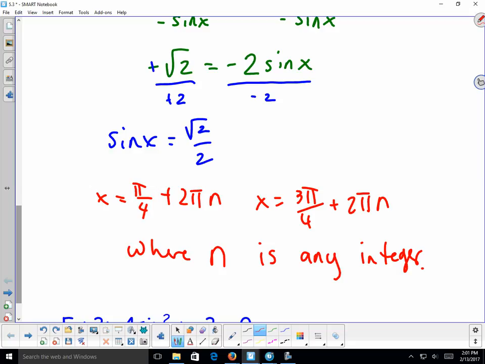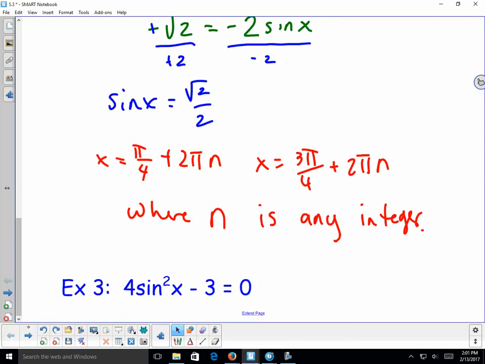You have to always write that, unless we get to problem number 5, 6, 7, 8, 9, where they say find all the solutions in a set interval. Then you can just list the ones that work and stop. You don't have to generalize. But if you do have to generalize, then yes, you need to keep writing that phrase.